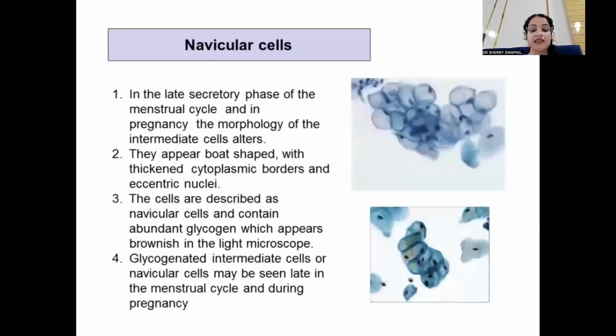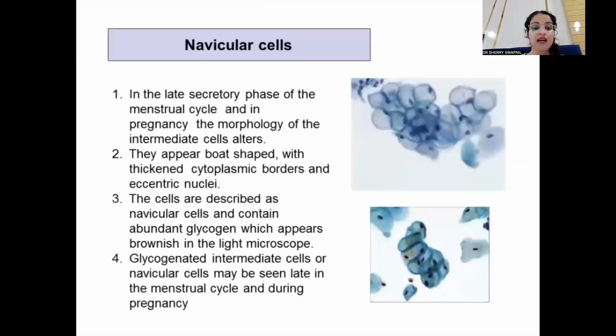Why are we discussing these cells? These cells are the basic intermediate squamous cells with glycogen stored in them, and these can be seen in pregnancy. Why do we have to look for these cells? Because they also have this perinuclear haloing. This perinuclear clear zone should not be confused with the koilocytic change that we see in HPV. So it should not be falsely reported as koilocytic change or cytopathic change associated with HPV.